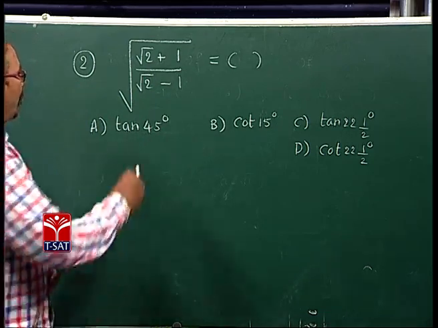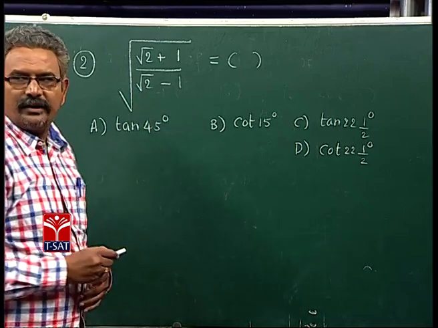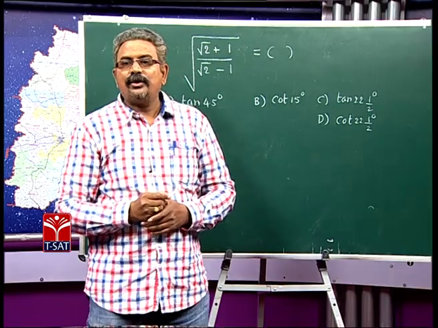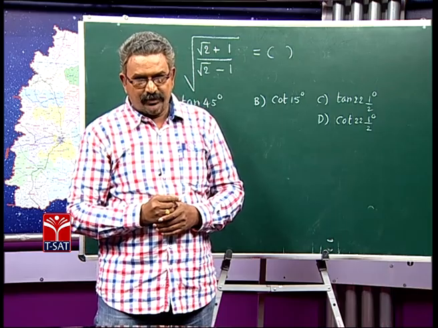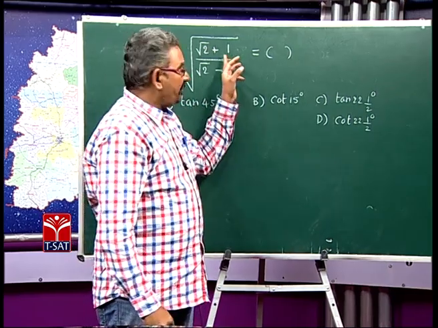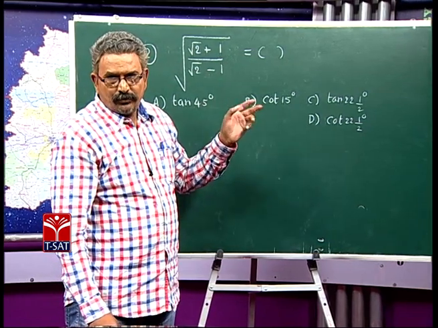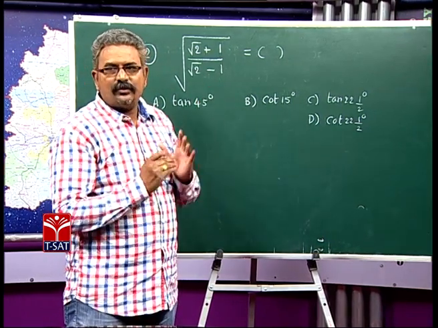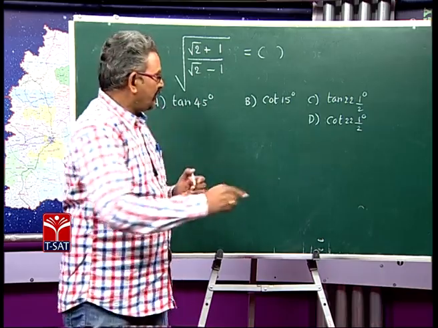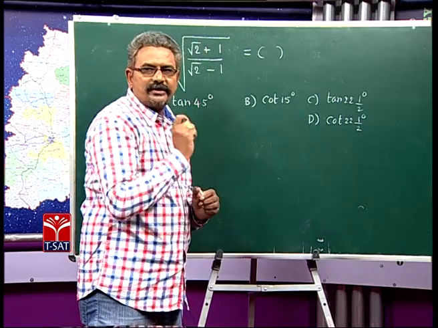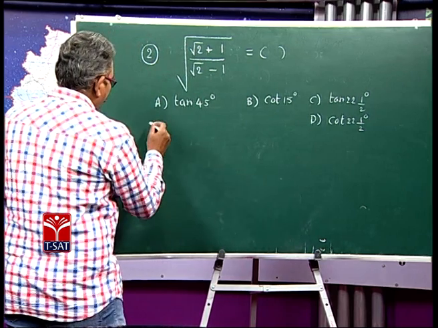So what is the rationalizing factor of root 2 minus 1? That is root 2 plus 1. So that means multiply both numerator and denominator with root 2 plus 1. Let us see what we get after that, so we can determine which option is correct.